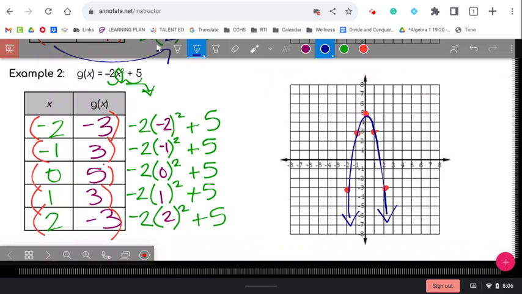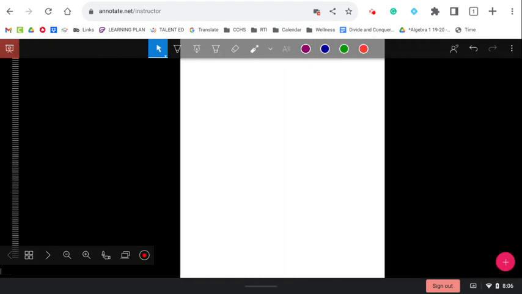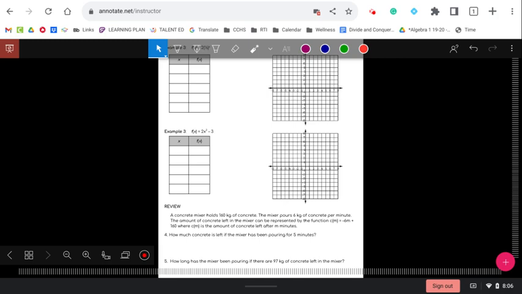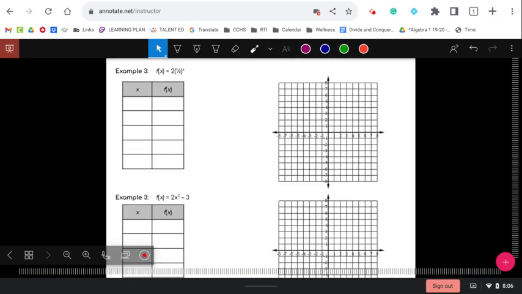Okay, so let's go. Let me know if you guys have any questions, please ask. If not, try to ask your neighbor if you're not understanding this. We're going to go on to the back page. Okay, we got 2 more graphs and then we got a word problem to practice.